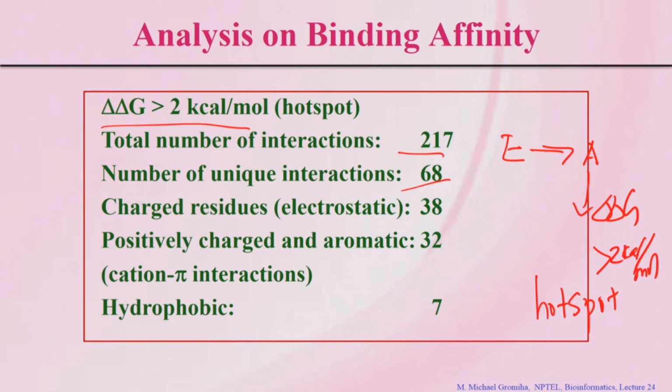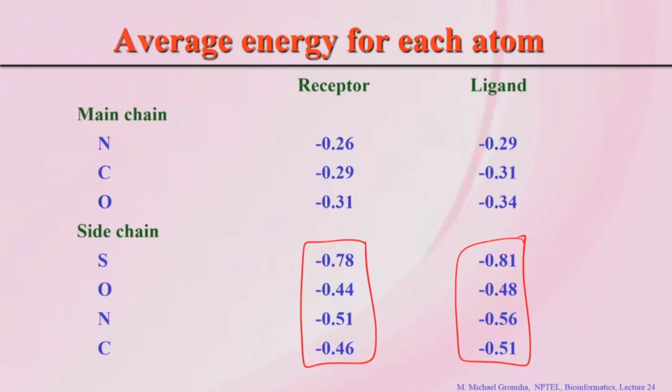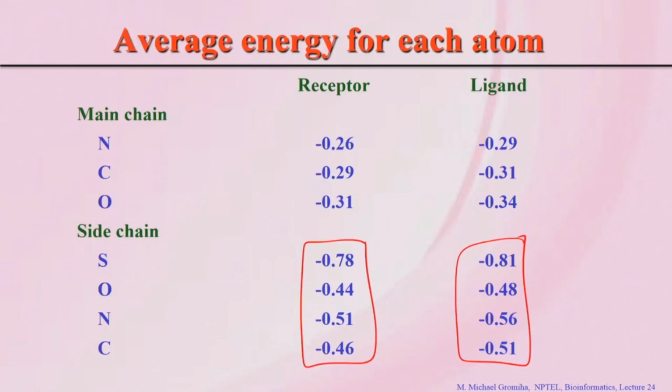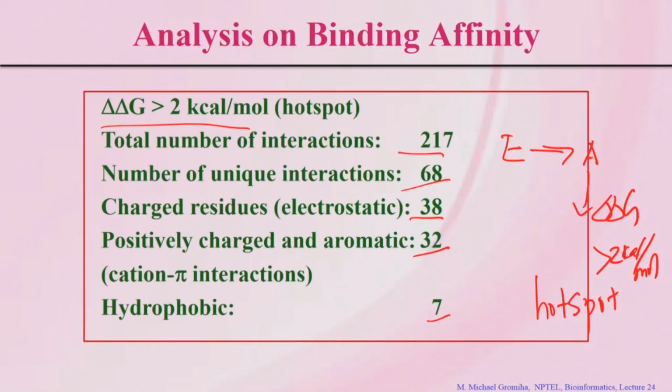Most of them are charged residues, about 38 residues are charged residues, and if we take the positive charge in aromatic, there are 32 mutations, and the hydrophobic is only 7. This again confirms the interactions we observed from these pairs: aspartic acid arginine electrostatic, cation pi, and aromatic interactions. These residues are important to form any typical type of interactions.